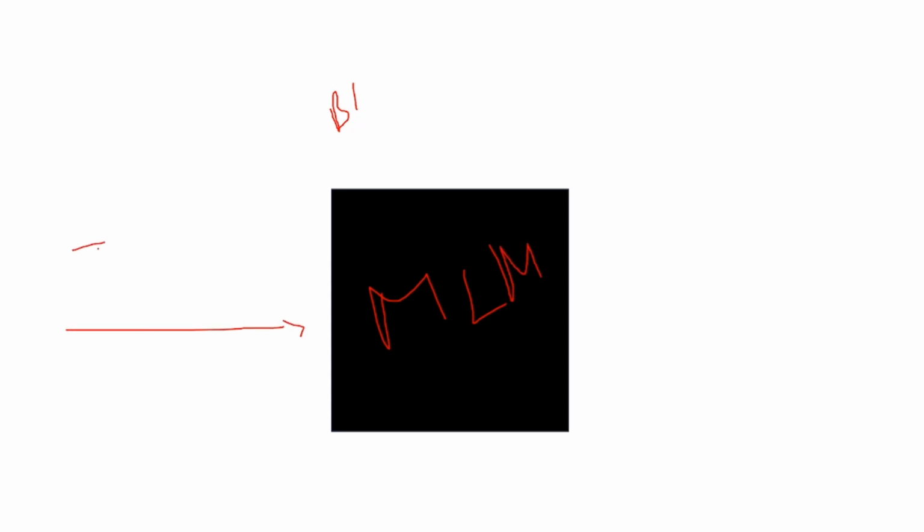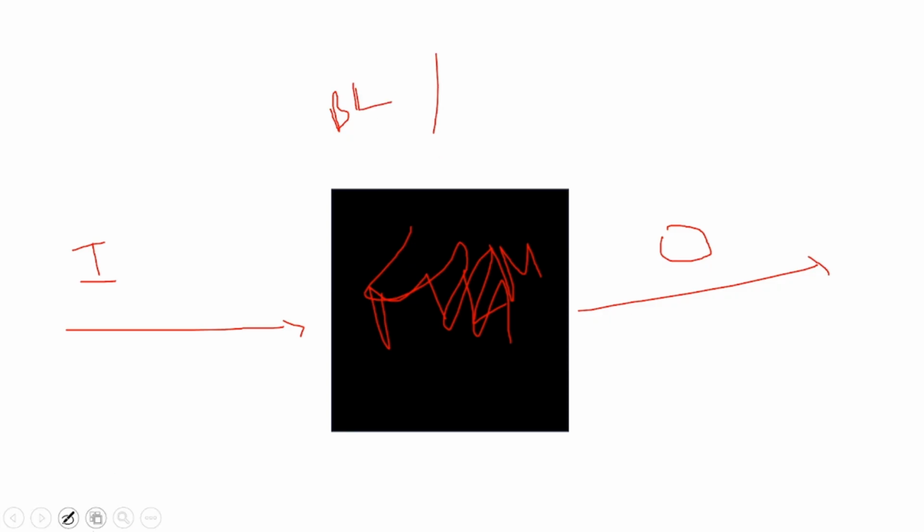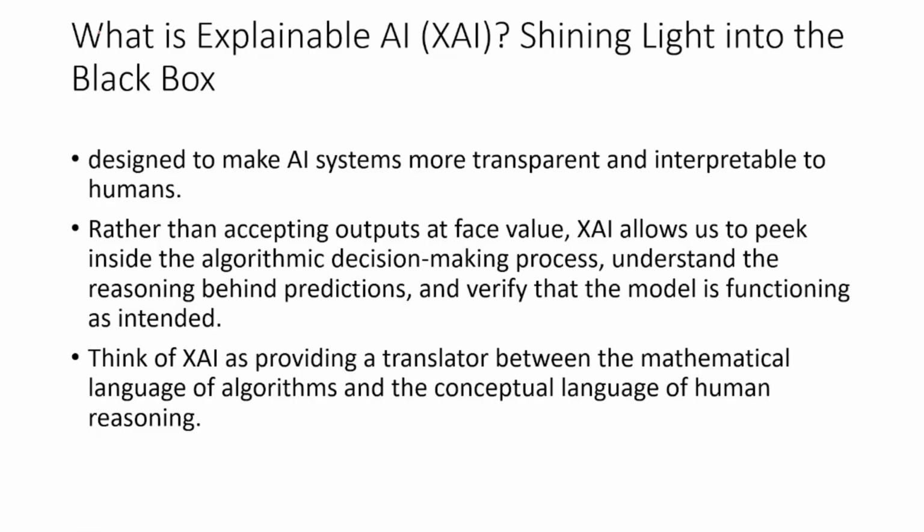Here you have it. First you have an input and it gives an output, but you don't really know what is going on inside. It is completely opaque. You can't see through it. That is why it is called the black box or the opaque box problem.